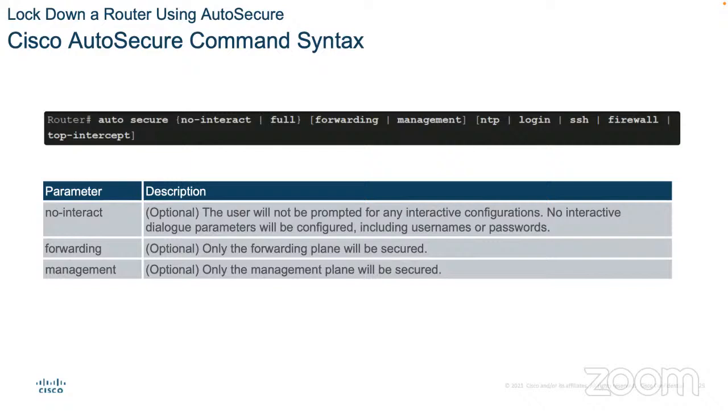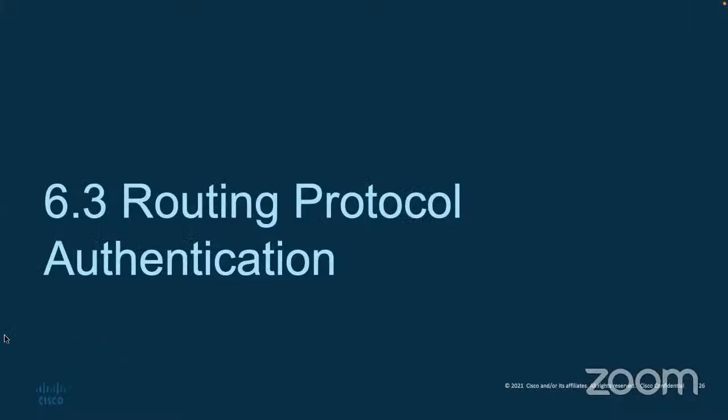AutoSecure should be used when a router is initially being configured. They recommend not using it on production routers because it's automatic and you should really be doing it yourself for a production system.